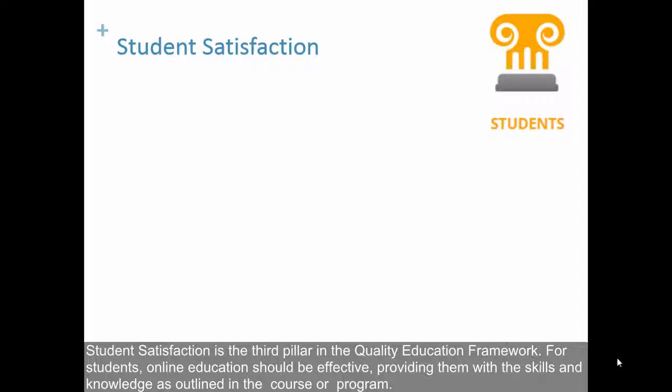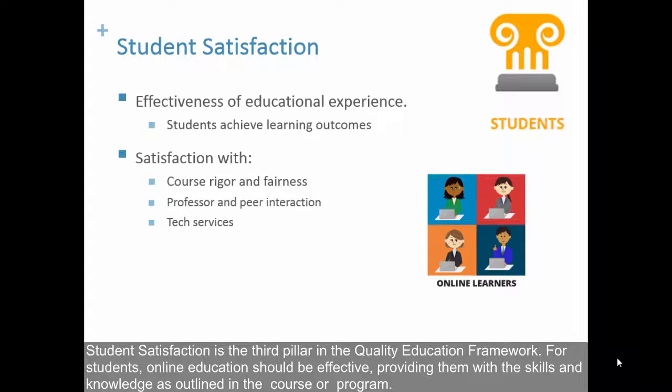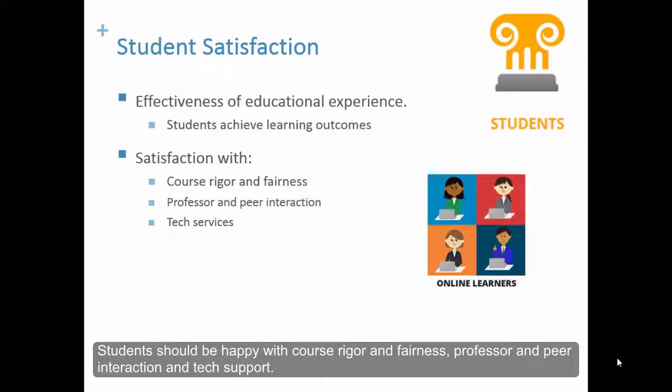Student satisfaction is the third pillar in the quality education framework. For students, online education should be effective, providing them with the skills and knowledge as outlined in the course or program. Students should be happy with course rigor and fairness, professor interactions, and tech support.